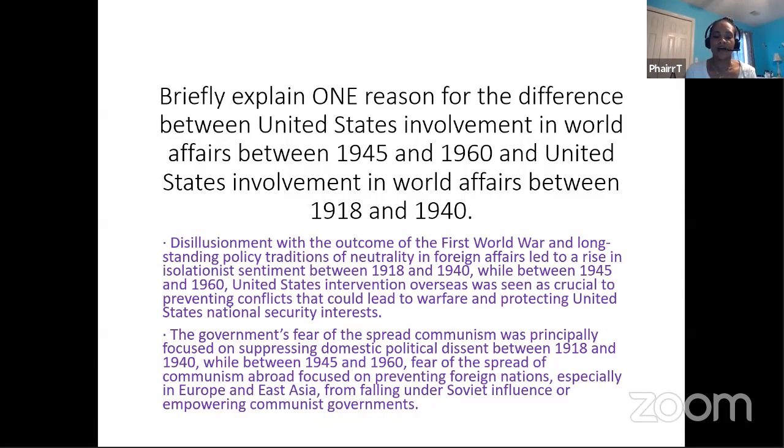And then between 1945 and 1960, fear of the spread of communism abroad focused on preventing foreign nations, especially in Europe and East Asia, from falling under Soviet influence and empowering communist governments. Looking at the sphere of influence that the Soviet Union had and how they managed to get major countries like North Korea, North Vietnam, and also China to fall to communism, what can we do? Not just looking at communism within our own nation, but looking at it on a much bigger scale. So again, that whole theory of contextualization, the big picture: we're no longer thinking of ourselves at this point. We're now thinking of the world.